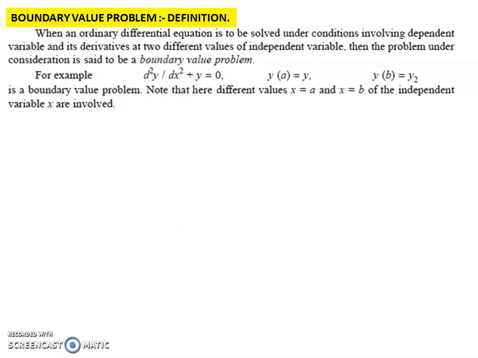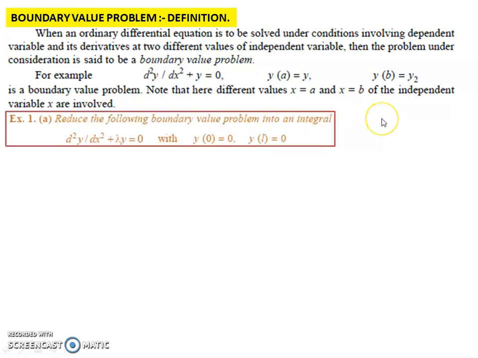Boundary value problem definition: when an ordinary differential equation is to be solved under conditions involving the dependent variable and its derivative at two different, students be very careful, at two different values of the independent variable, then the problem under this consideration is said to be a boundary value problem. x is equal to a and x is equal to b. So the independent variable is x, and here x is equal to a and x is equal to b. The values are different. The dependent variable is y, y(a) is equal to y1 and y(b) is equal to y2. This is a boundary value problem. Note that here different values x is equal to a and x is equal to b of the independent variable x are involved. So let's see how we solve this type of question.